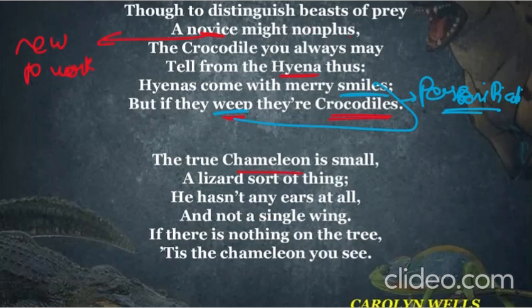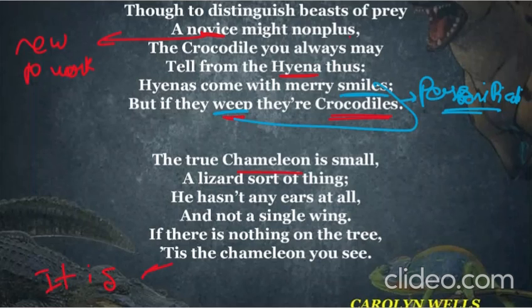So she says that the chameleon is a small thing, a lizard kind of thing. Okay, it looks like a lizard, right? It does not have any ears, no wings, and if there is nothing on the tree, why is it the chameleon? Because if there is nothing, maybe the chameleon is camouflaging by changing its color. So what is the meaning of this? This means it is the chameleon, you see, a short form. Okay, so this is the last stanza of the poem.